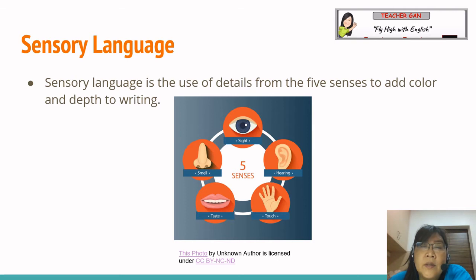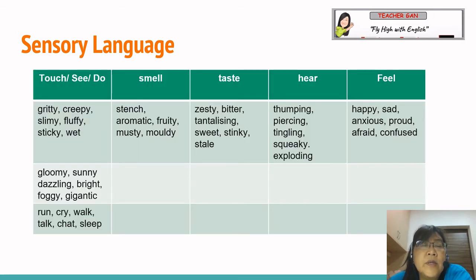Sensory language. Sensory language is the use of details from the 5 senses to add color and depth to writing. For example, we have sight, hearing, touch, taste, smell. For sensory language, first of all, let's look at the table. So we have touch. In the first column, touch, you can also put see or do.